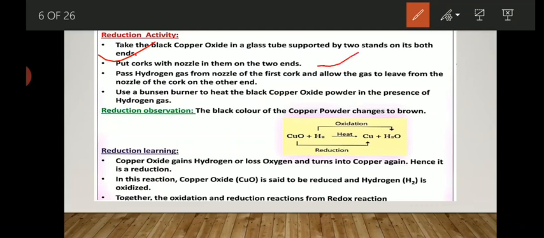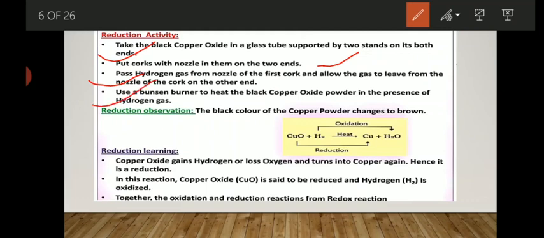You have to put cork on both the ends. Now pass the hydrogen gas from the nozzle of the first cork and allow the gas to leave from the nozzle of the cork on the other end. Use the Bunsen burner to heat the black copper oxide powder in the presence of hydrogen gas.